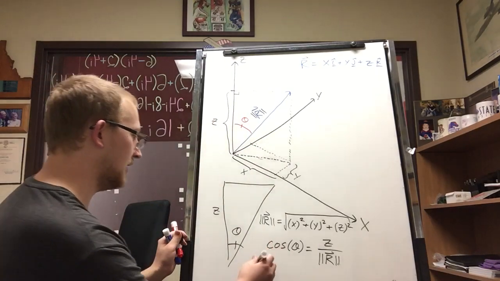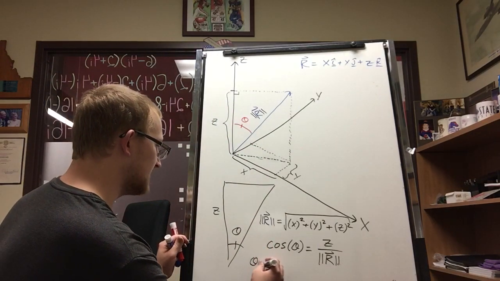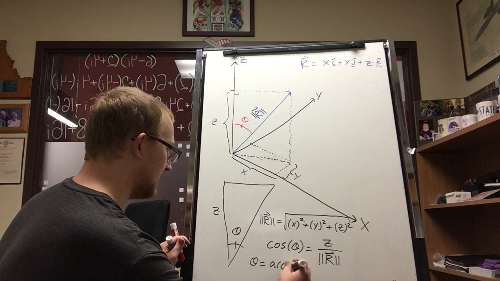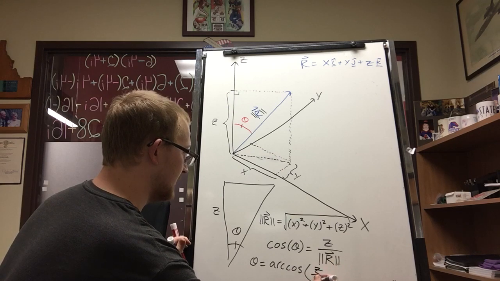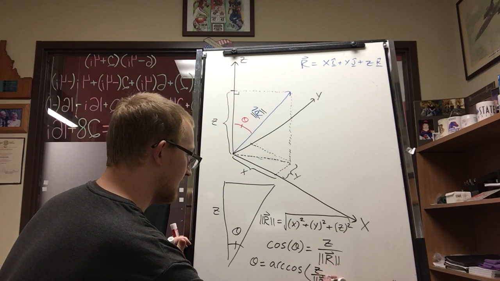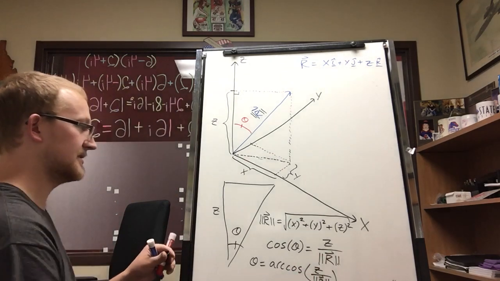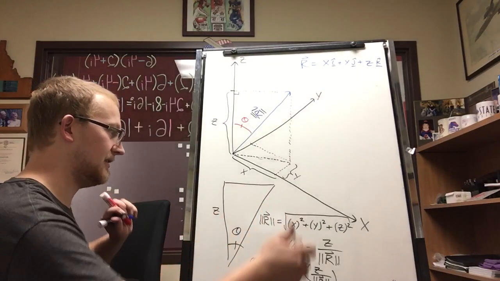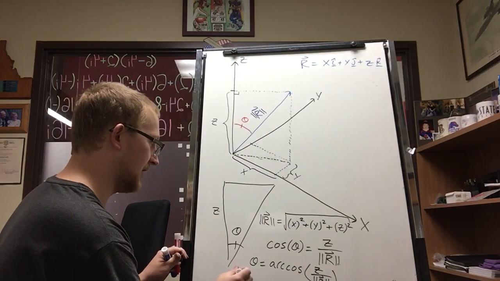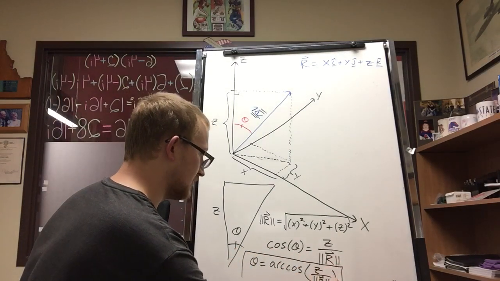So we're going to take the arc cosine of both sides to get that theta equals arc cosine of z over the magnitude of r. And that's what those two lines, the double absolute values, mean. It just means the length, so the length of the vector without the direction. So there's our first result.